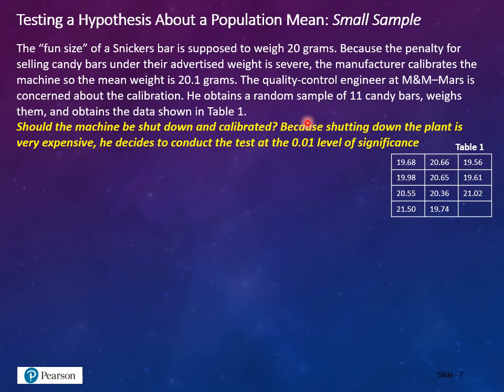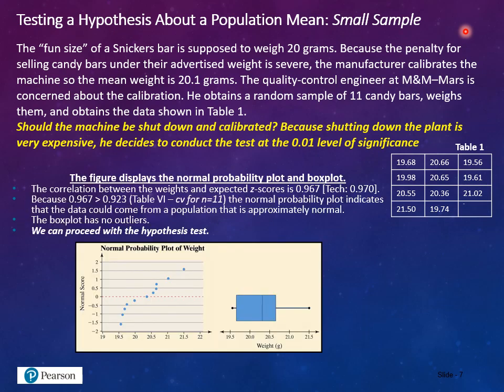He obtains a random sample of 11 candy bars, weighs them, and obtains the data in Table 1, down to the right. Should the machine be shut down and calibrated? Because shutting down the plant is very expensive, he decides to conduct the test at the 0.01 level of significance. Now, because this is a small sample, we have to first understand if our population is a normal distribution, which would allow us to use the classical method or the p-value method.